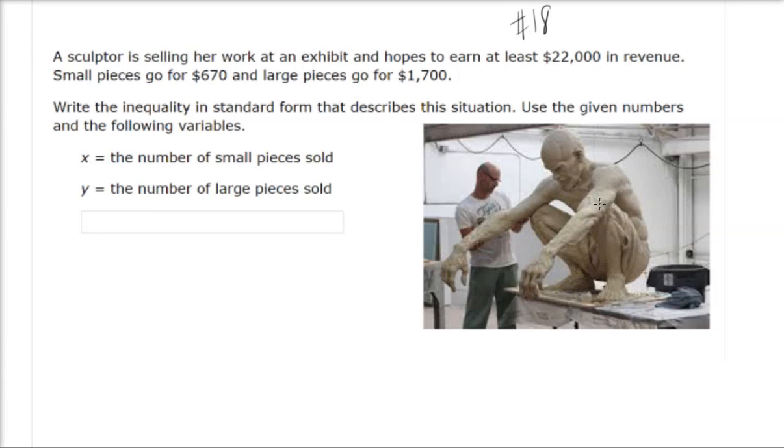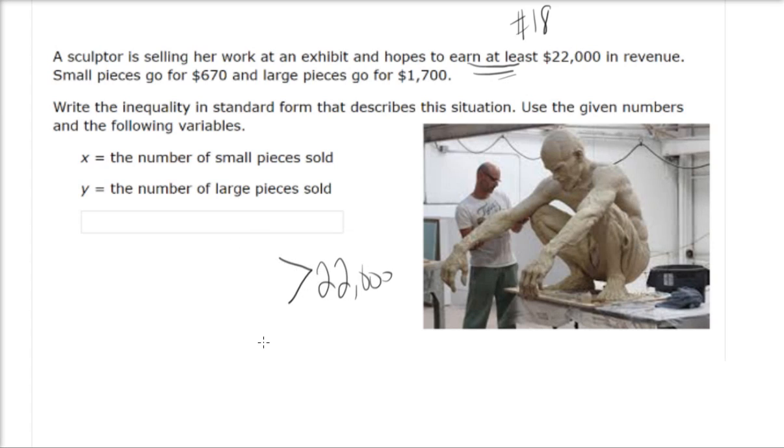Okay, so for slide number 18, we have a sculptor selling her work at an exhibition or an exhibit and hopes to earn at least, this is the keyword, at least $22,000 in revenue. So these are all inequalities. So when we want to gain at least, that means we don't want to make less than $22,000. We want to earn at least. So that means it's going to be greater because we want at least.